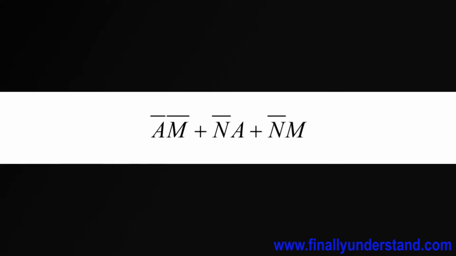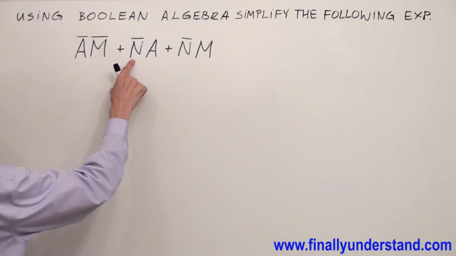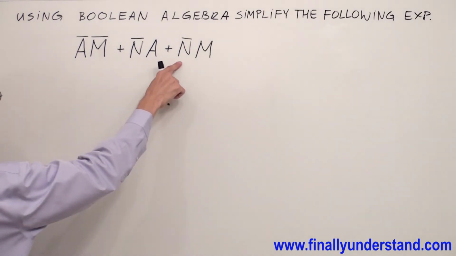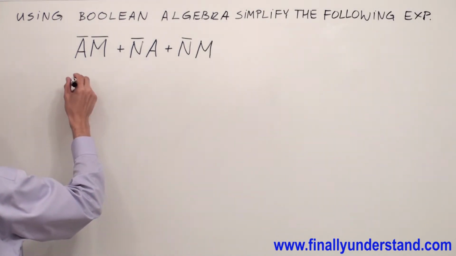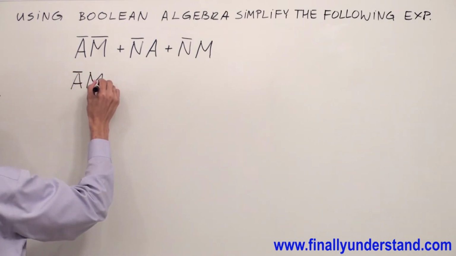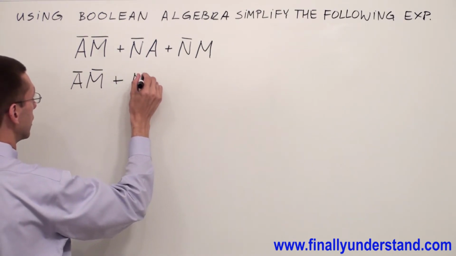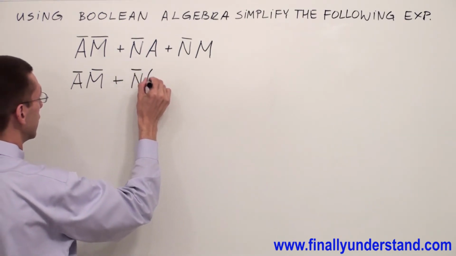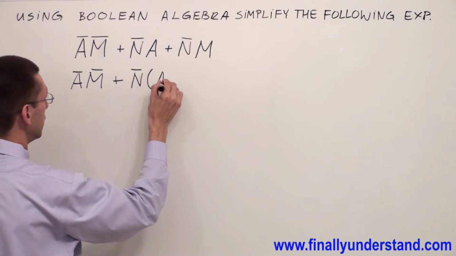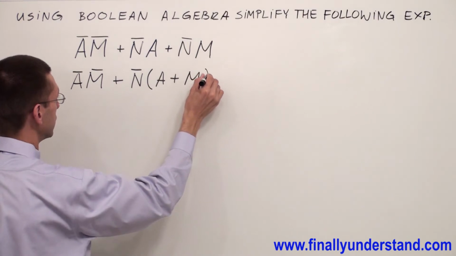Let's take a look at this example. What can we factorize from these three terms? I have N' and N'. So I'm going to have A' or M', or N', and I have A or M inside of the parentheses.